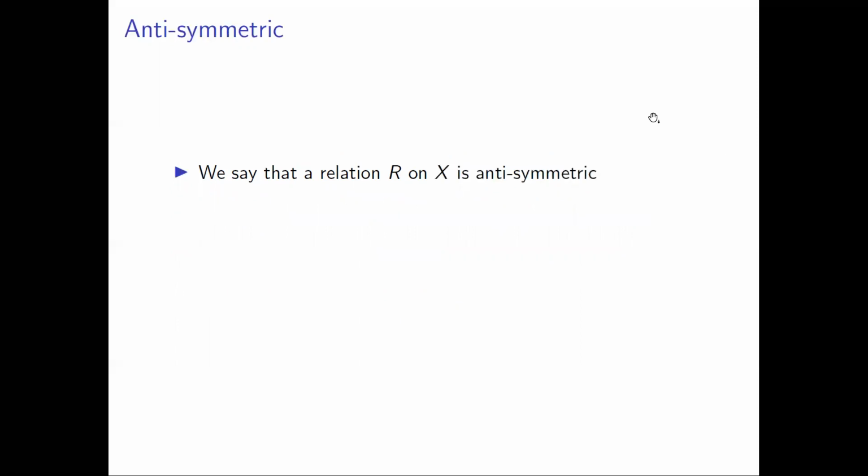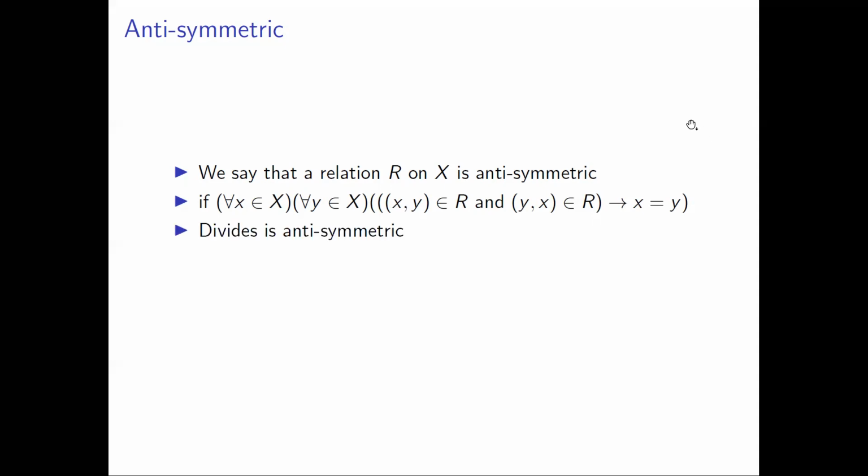Let's look at anti-symmetry. We say that a relation on X is anti-symmetric if for all elements little x and little y of big X, if x comma y is in the relation and y comma x is in the relation, then x equals y. So the only way we can get both xy and yx in our relation is if x and y are the same. That's what it means to be anti-symmetric.